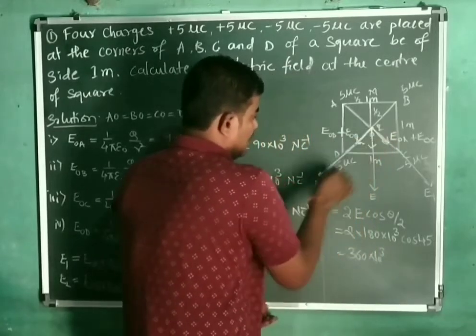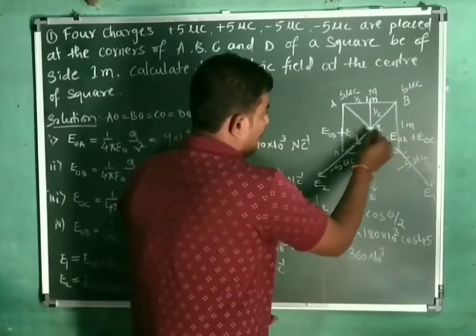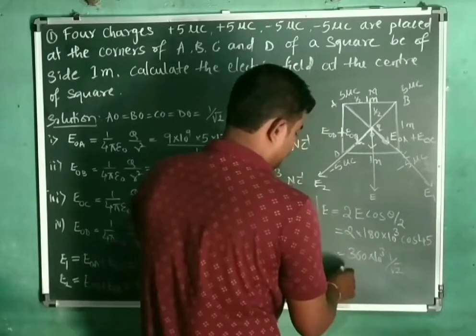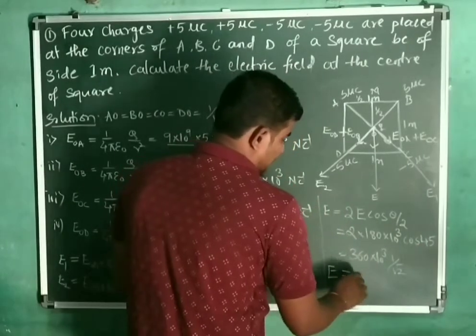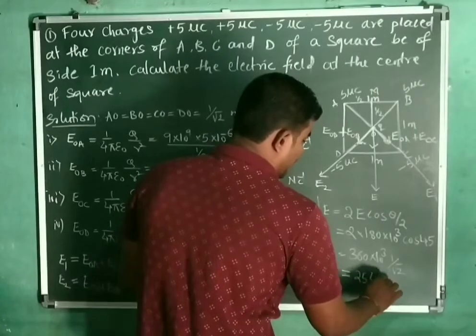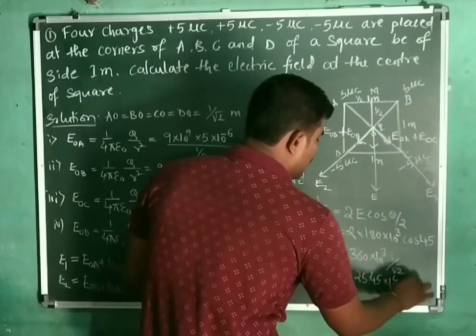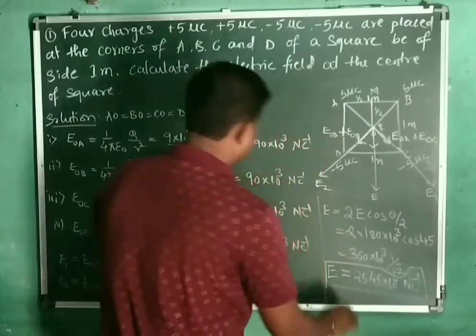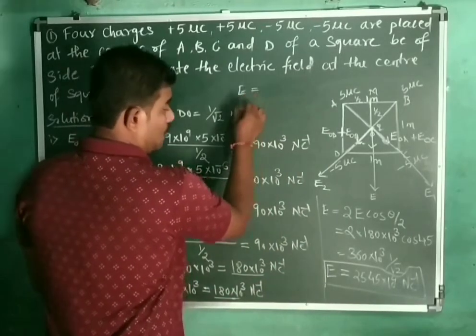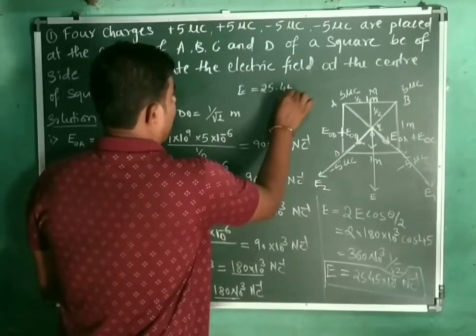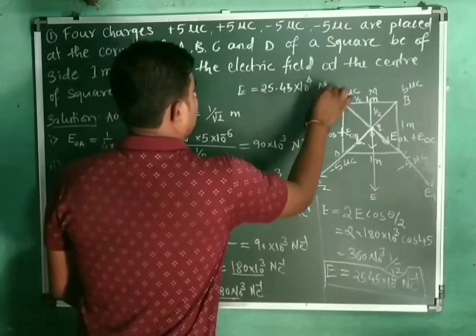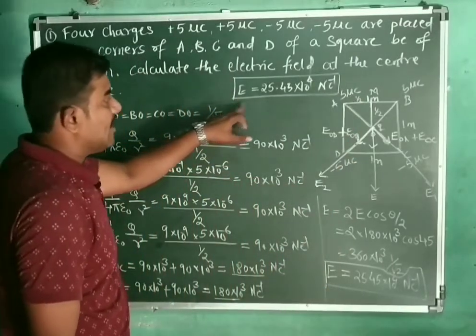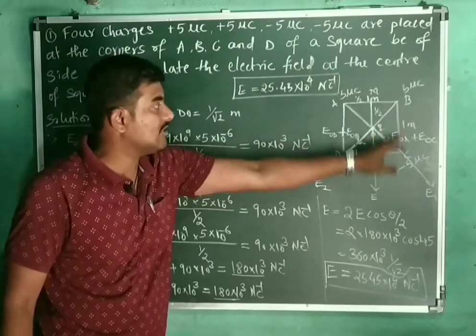See here, E2 and E1 have 90 degrees between them, and 90 divided by 2 is 45, and cos 45 is 1 divided by root 2. Solve this: E is equal to 25.45 into 10 to the power 4 Newton per Coulomb. This is the answer. So I will write here E is equal to 25.45 into 10 to the power 4 Newton per Coulomb. This is the electric field intensity at O due to all these four charges.